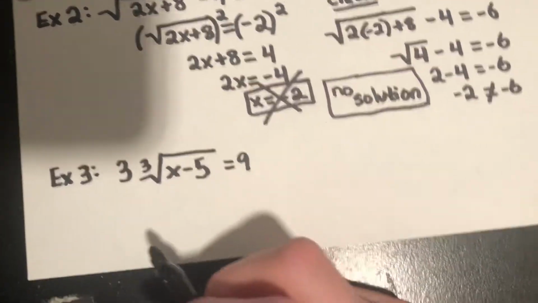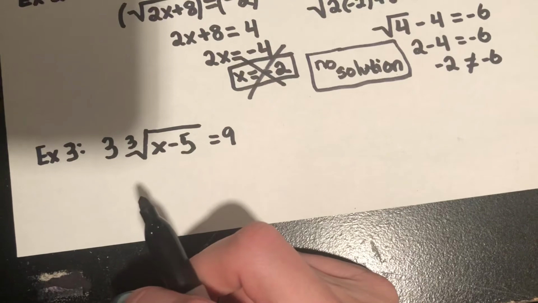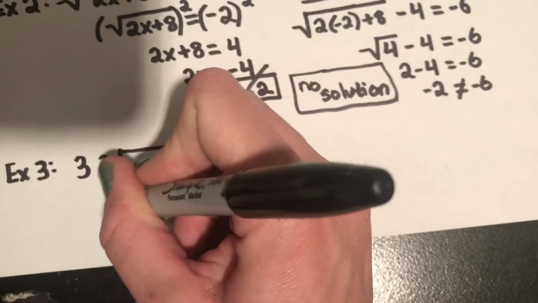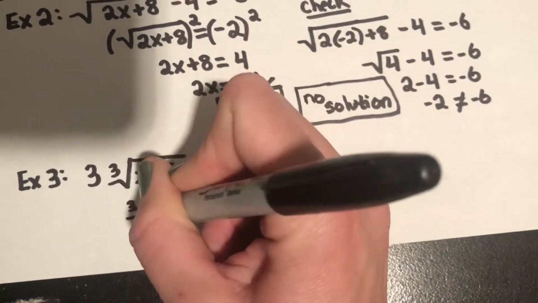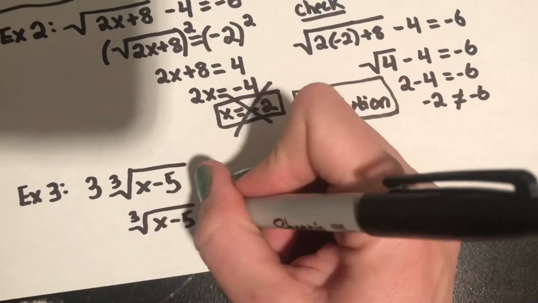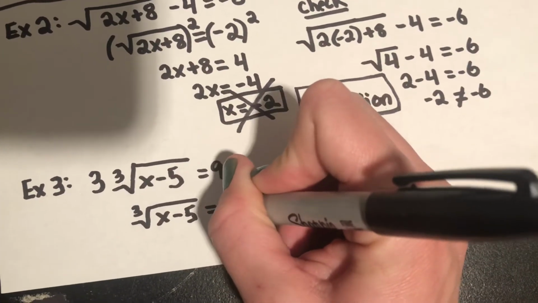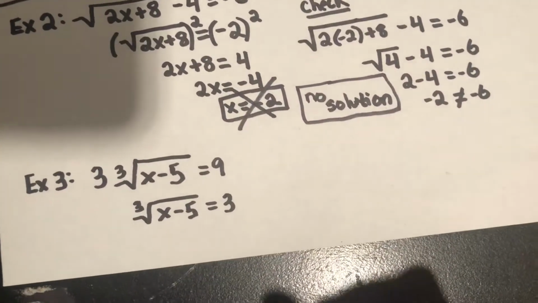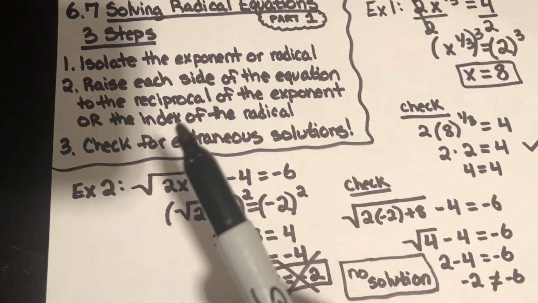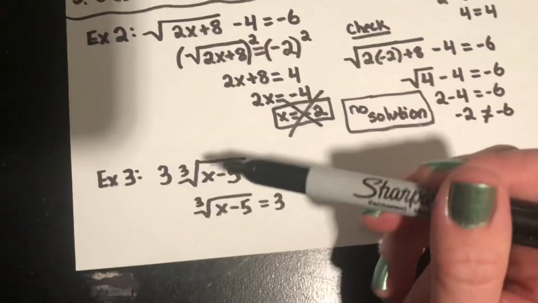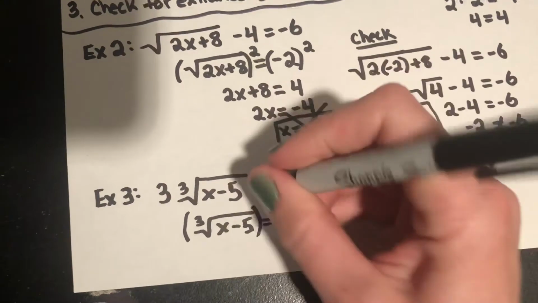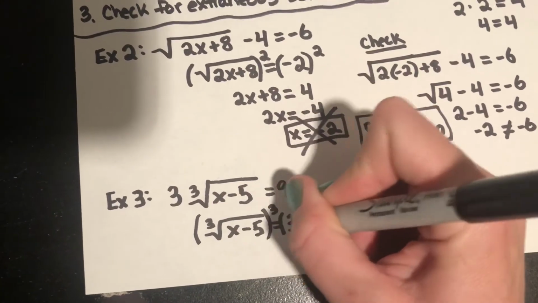All right. So first thing we need to do is isolate the radical. So we need to divide both sides by 3. And we get the cubed root of x minus 5 equals 3. Next, we need to raise each side of the equation to the reciprocal of the exponent, or the index of the radical. This index is 3, so that means we need to raise both sides of the equation to the third power.